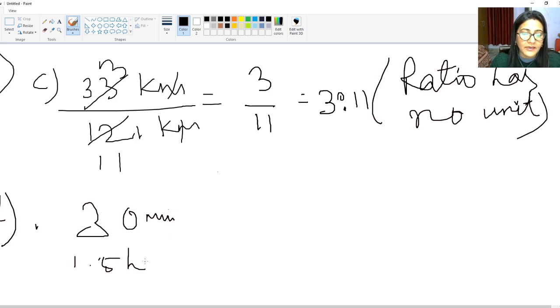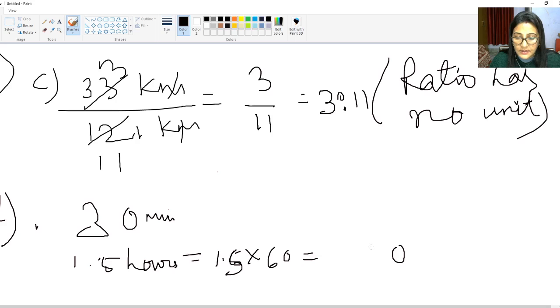So how can we convert this hour into minutes? 1.5 into 60. Then what will the answer be? The answer will be 90 minutes. So here 30 minutes, here it will be 90 minutes.